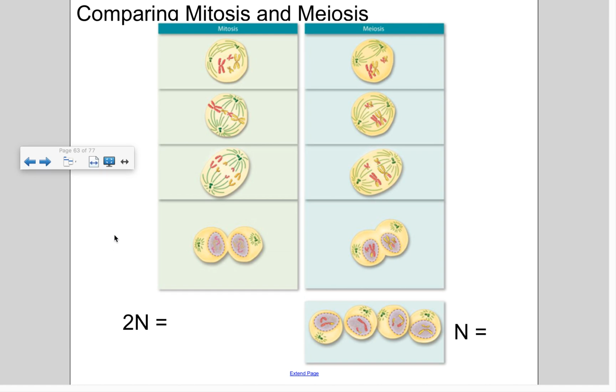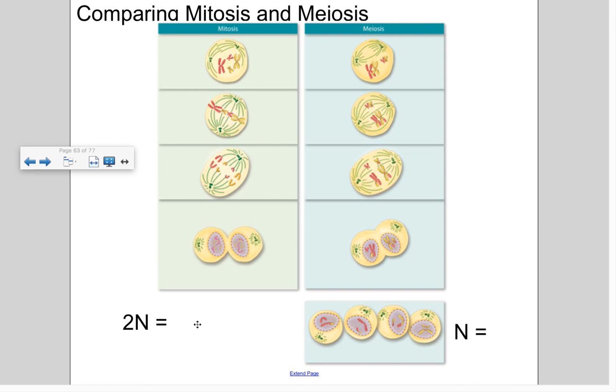So this is just showing mitosis again. Okay, PMAT: prophase, metaphase, anaphase, telophase. And this is meiosis, this looks like meiosis 1. And then this is showing the end result of meiosis 2.